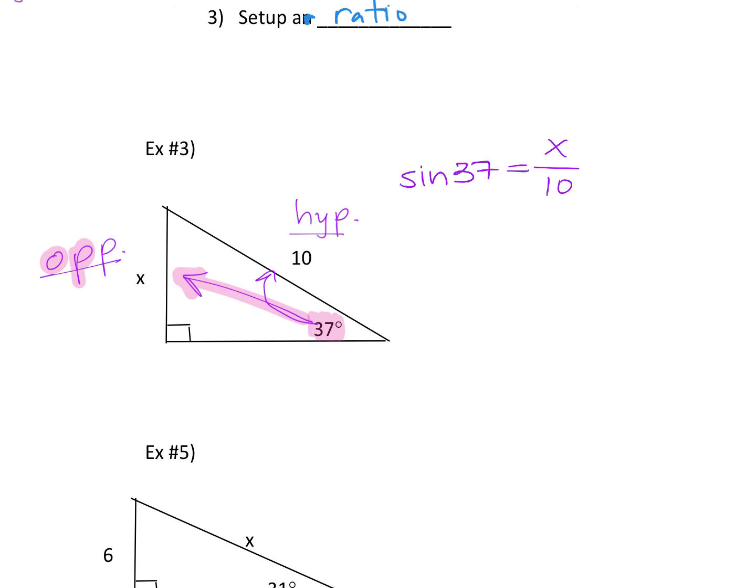Now this one's simpler. How do you solve for x? You multiply by 10 on both sides. That cancels on one side, so this is what you plug into your calculator. Plug in 10 sine 37. You don't even have to type times, it assumes times. So 10 sine 37, hit enter. What do you get? 6.0. Nearest tenth would be 6.0.